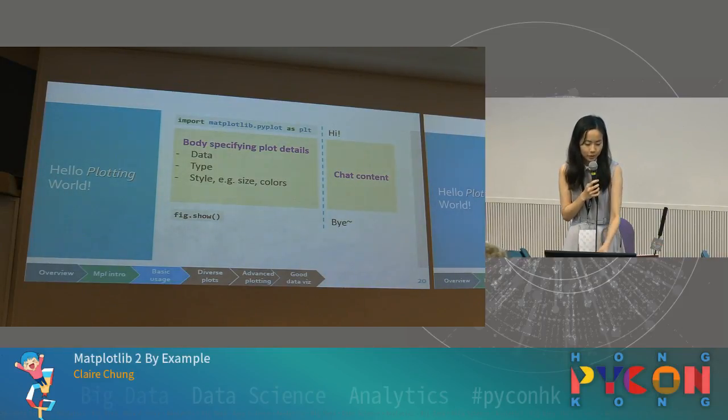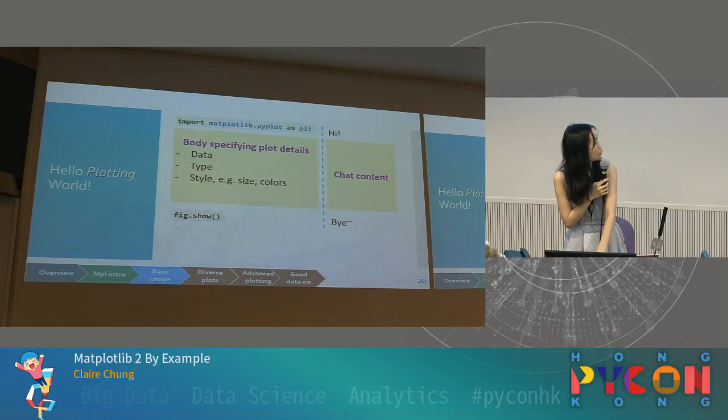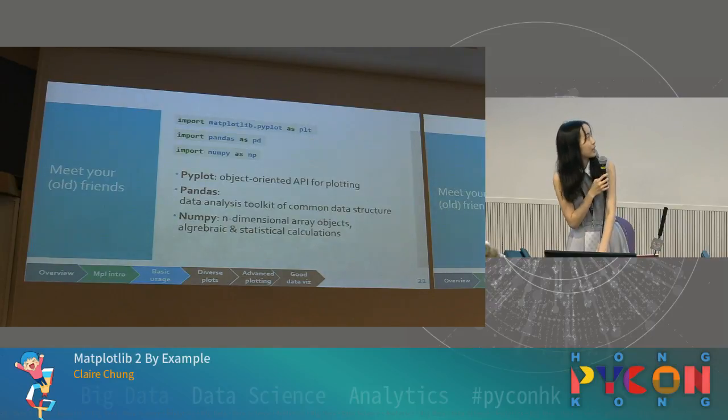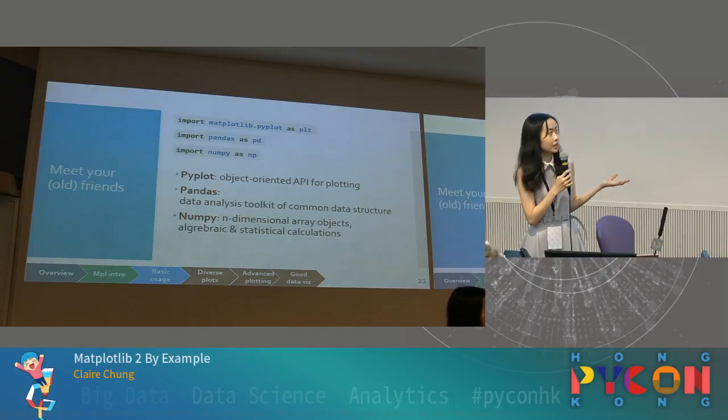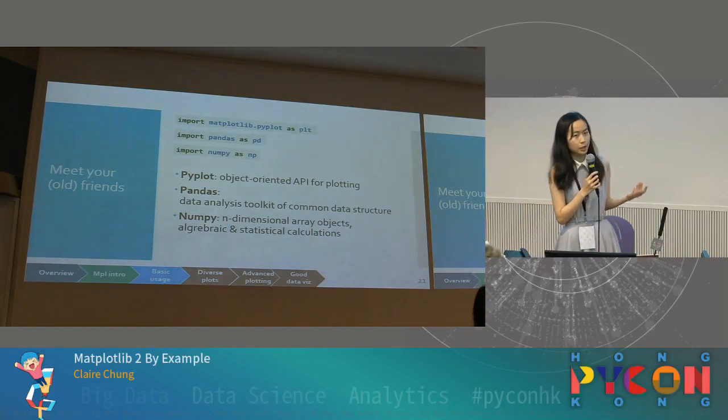I just give this. Basically, every time we use it, we have to say this line, and after we have done everything, we just say show it, like when we chat and we say hi and bye. And these are your old friends. You manipulate data with them. Pandas is for basically reading the data structures. NumPy is to do the calculation.